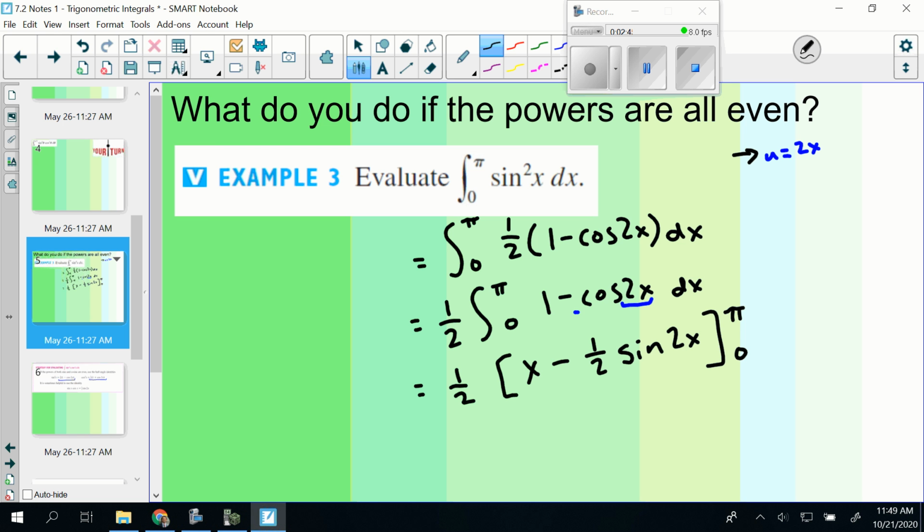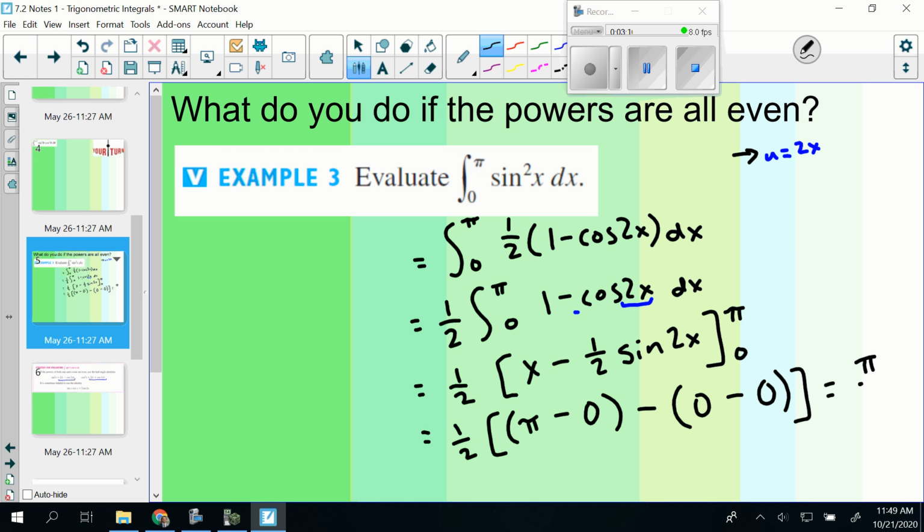If we put pi in there, we are going to get pi minus 1/2 times sine of 2 pi. Well, sine of 2 pi is the same as sine of 0, which is 0. So that's just 0. Minus, if we put 0 in there, that's 0. Sine of 2 times 0 is still 0. Sine of 0 is 0. So it looks like the answer on this one is going to come out to be just pi over 2. So that would be the answer for that one.